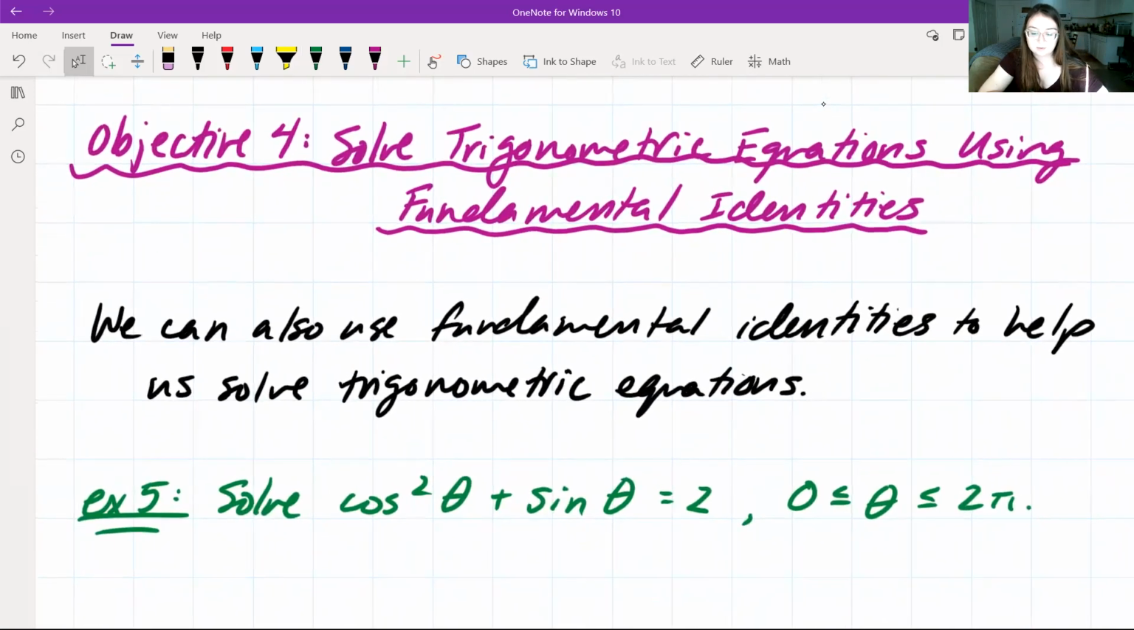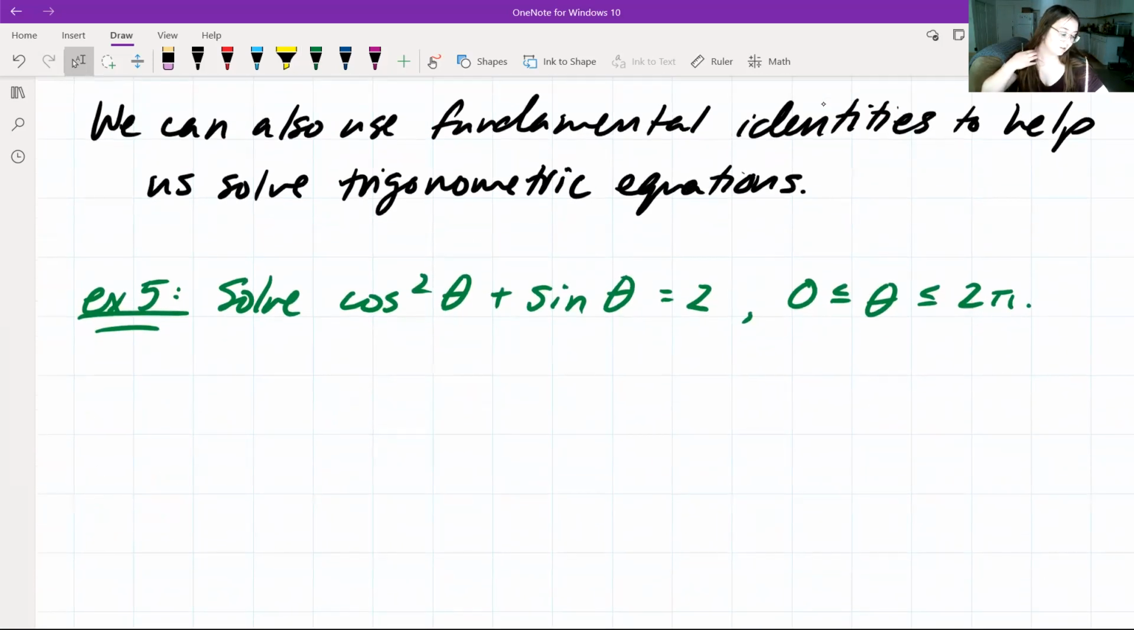Then our last objective, we want to solve trigonometric equations using fundamental identities. So fundamental identities, remember we learned this back in chapter 6. So we can also use fundamental identities to help solve trigonometric equations. So in example 5, we want to solve cosine squared of theta plus sine of theta is equal to 2 for theta being between 0 and 2 pi.